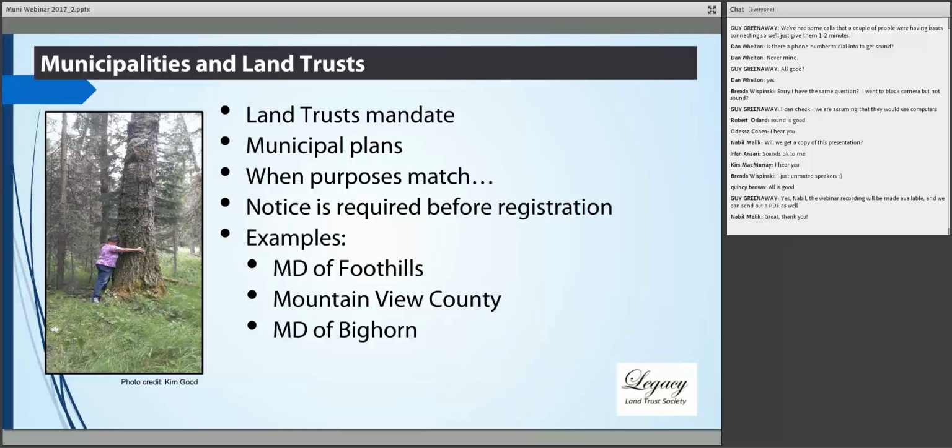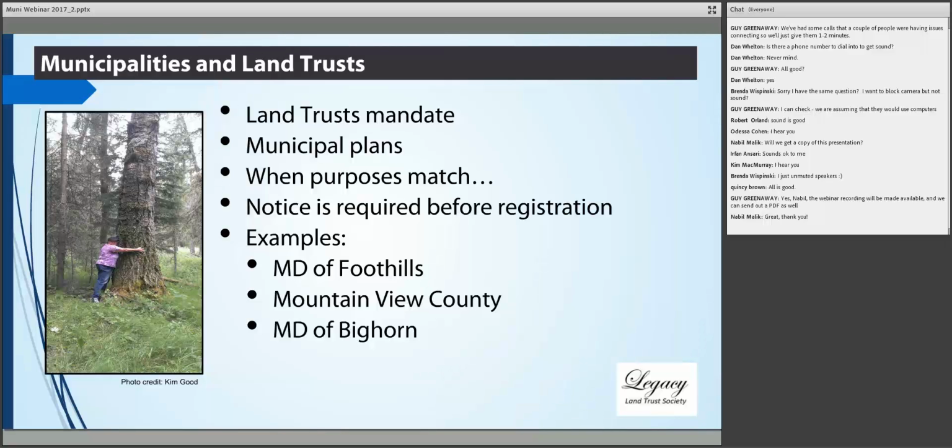It should be noted that in Alberta, when land trusts do go to register a conservation easement, notice is required to go out to the Minister of Transportation and Infrastructure, as well as the local municipality. If there's not a local municipality, it also needs to go to Municipal Affairs. But it is just notice. They can't say no specifically, but they can bring up concerns.